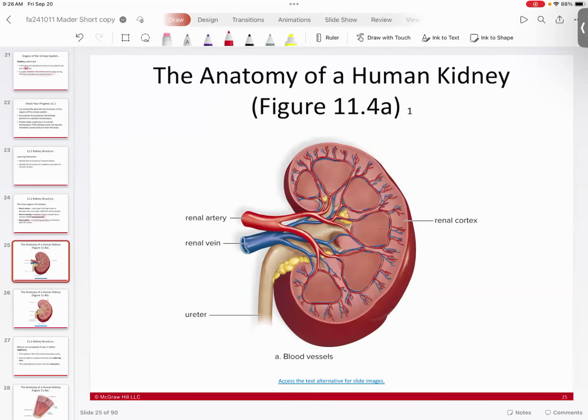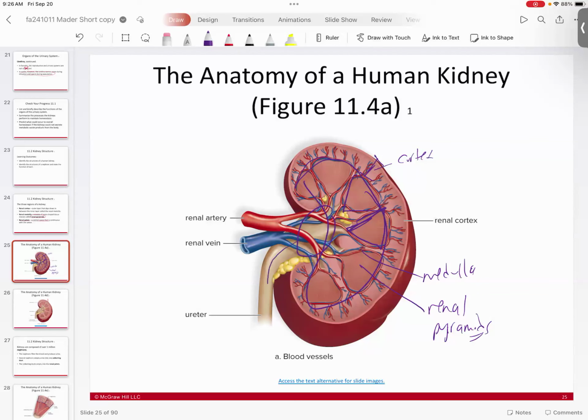So this is kind of what it looks like. Here you can see your cortical region at the top. This is your cortex. And then the middle region is going to be your medulla. And then, of course, you can see these triangular shaped structures. These are the renal pyramids. And this large open space here looks like a giant funnel that gets more restricted as you lead into the ureter. This is your renal pelvis.